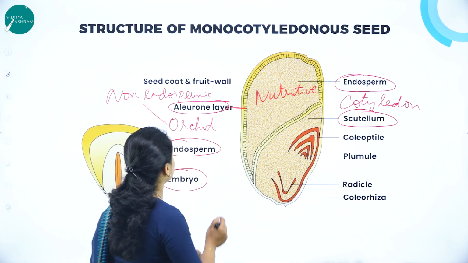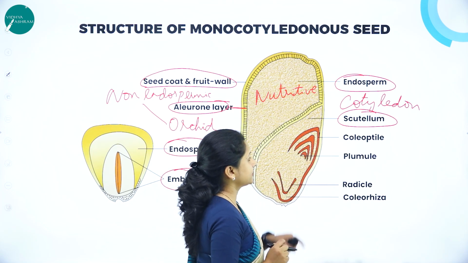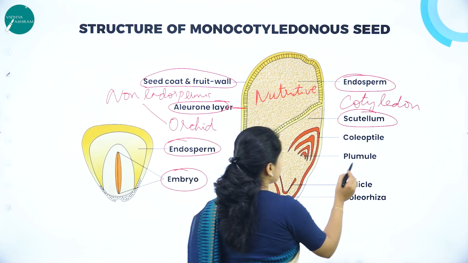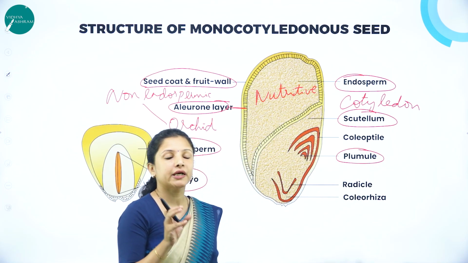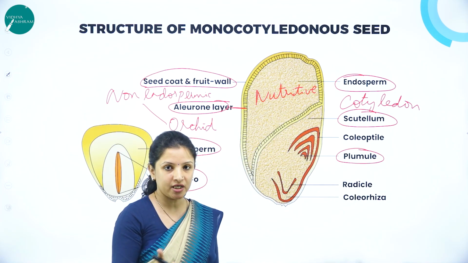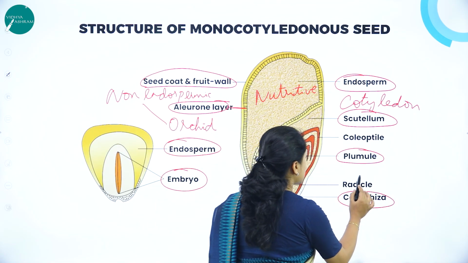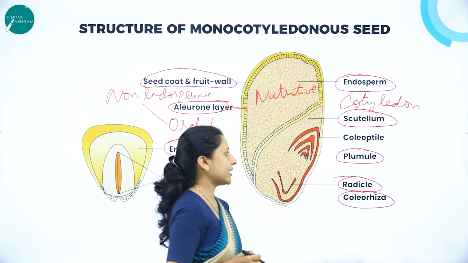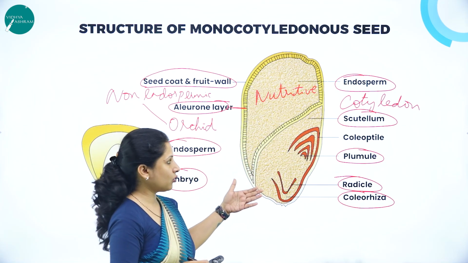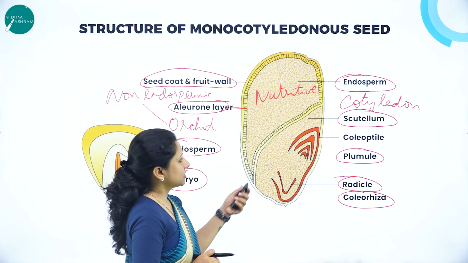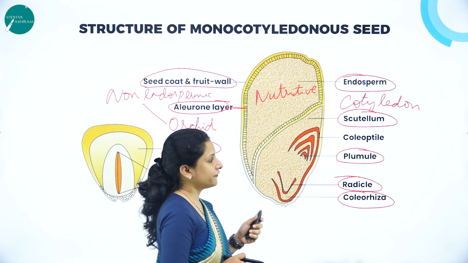And also it has the seed coat and the fruit wall as well, and it has a coleoptile. The covering of the plumule is called the coleoptile. Coleoptile is a layer that acts as a shield protecting the plumule, and it also has the coleorhiza which acts as a shield protecting the radicle. So this is the typical structure of a monocot seed inside, how it looks. All these are important. Knowing about the coleoptile, the coleorhiza, all these can come for 1 mark.